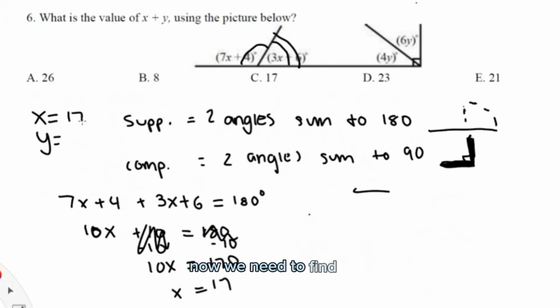Now we need to find y. The way we do that is pretty similar. We know that these two angles right here are complementary. The reason for that is they add up to the 90-degree angle, as we see right here.